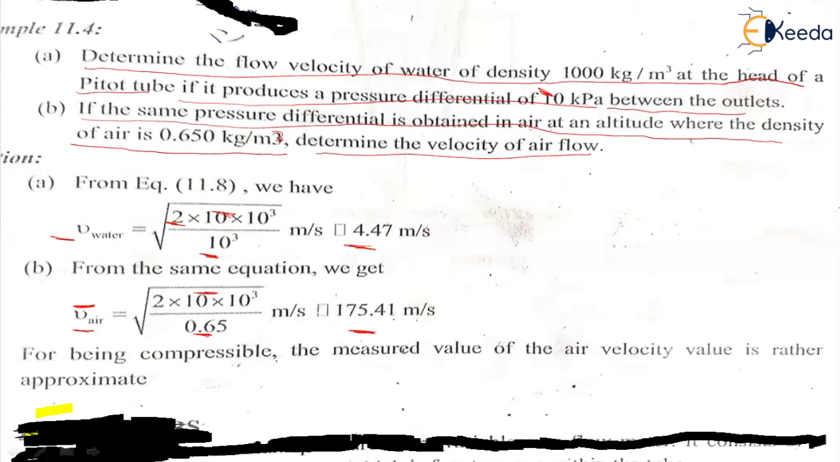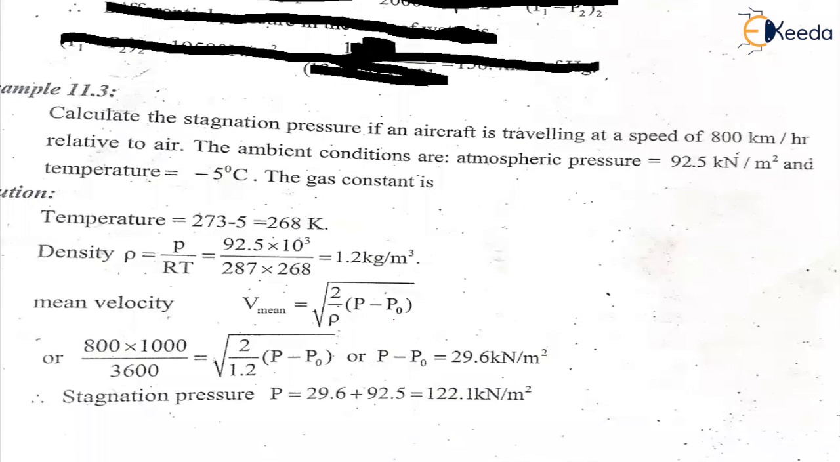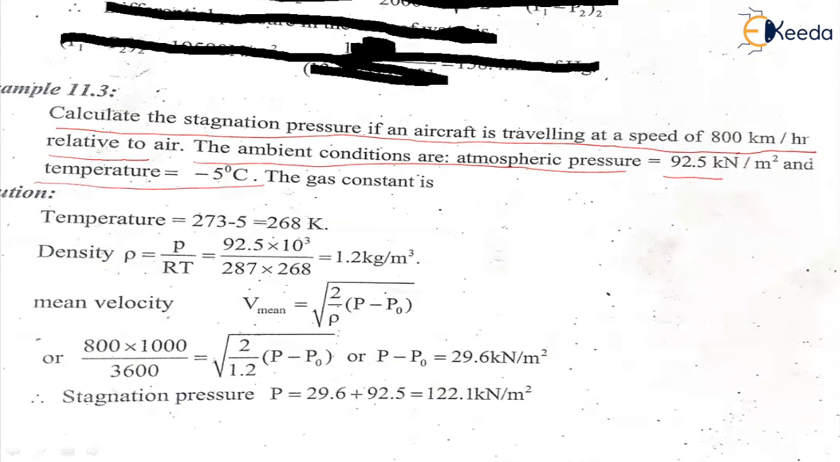Now I am going for the last problem, a very, very important problem. Calculate the stagnation pressure if an aircraft is traveling at a speed of 800 kilometers per hour relative to the air. The ambient conditions of the atmosphere are 92.5 kilonewton per meter square and a temperature of -5 degrees, and the gas constant is given.